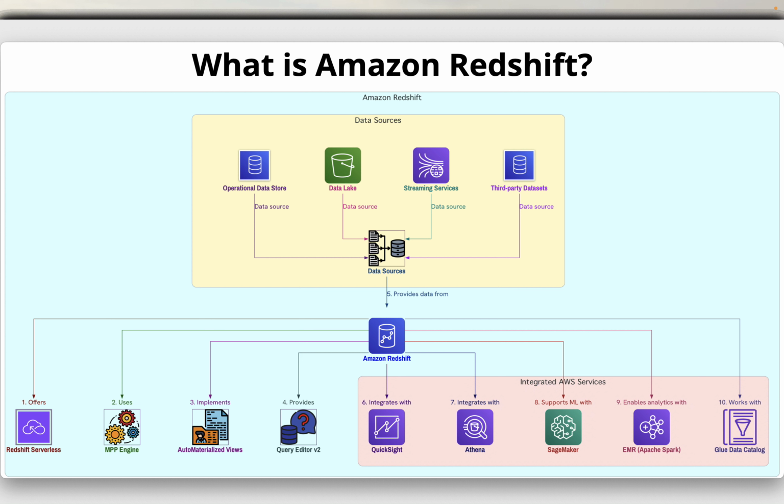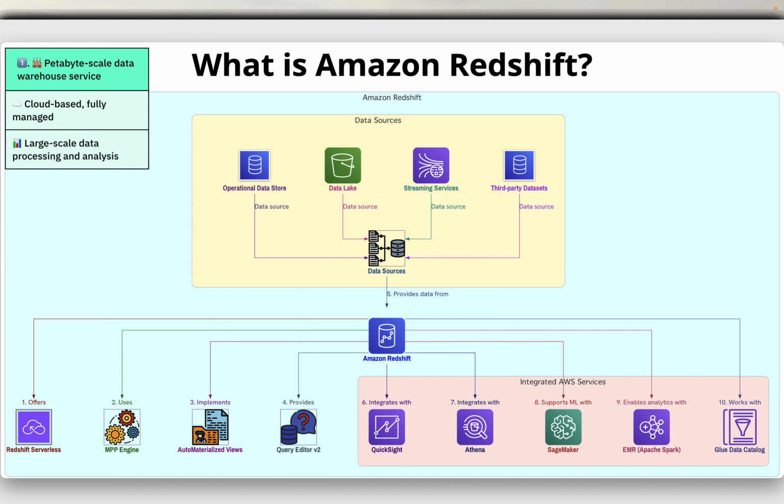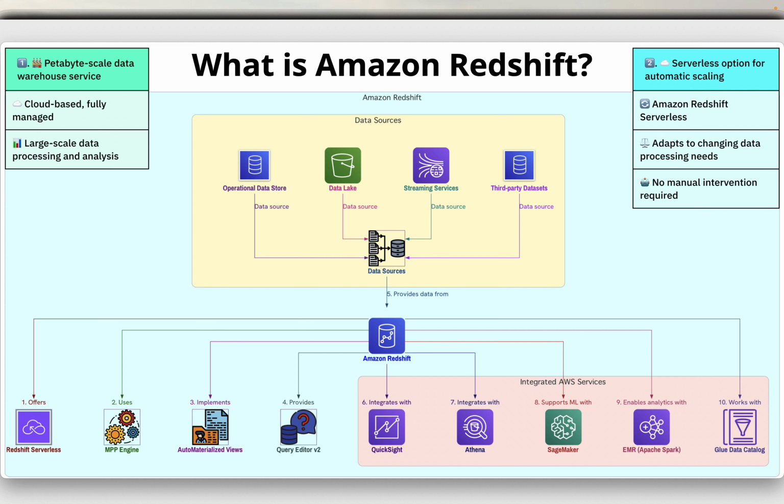So what is Amazon Redshift? Amazon Redshift is a cloud-based, fully managed data warehouse service designed for petabyte-scale analytics. It caters to organizations dealing with massive amounts of data, providing a robust solution for large-scale data processing and analysis. Amazon Redshift offers a serverless option called Amazon Redshift Serverless. This feature automatically provisions resources and scales data warehouse capacity to meet performance demands for unpredictable workloads. It adapts to changing data processing needs without manual intervention.